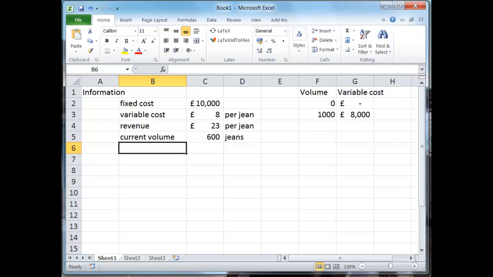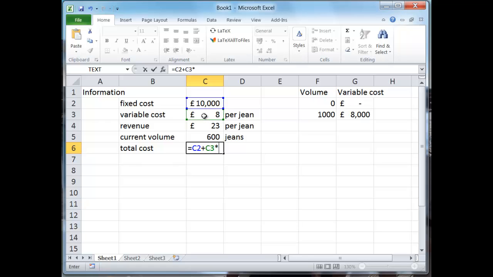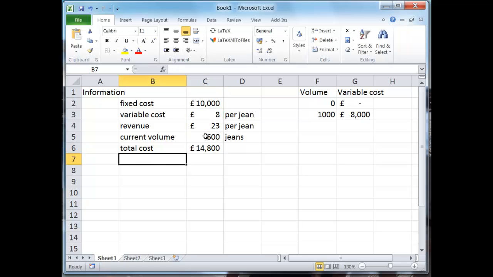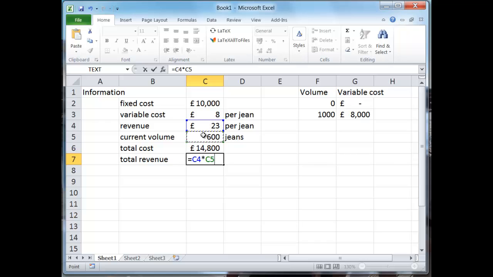Since this is very important, let's put it actually down here. Total cost is the fixed cost plus the total variable cost, 8 times 600 in this case. So currently the jeans company incurs a total cost of £14,800. What is actually the total revenue? This is simply taking the 23 pounds per jeans and multiplying it with the quantity, which is 600 jeans.